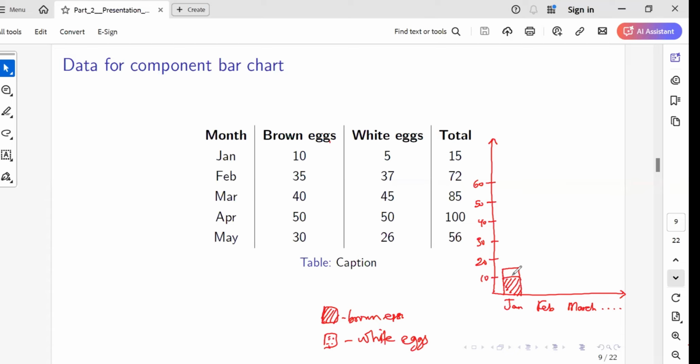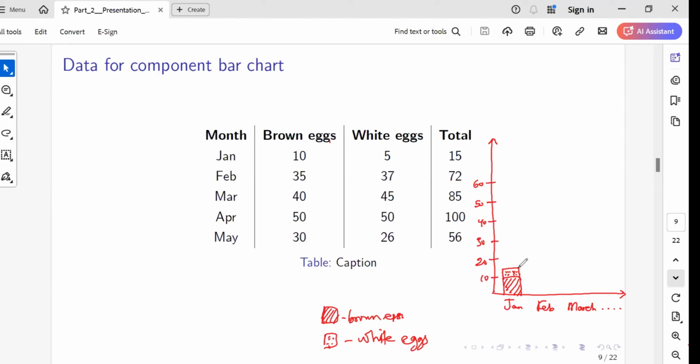So this is representing my white eggs. I hope you can see. For components, you put the other on top of it. You don't do them side by side. You draw one on top of the other.